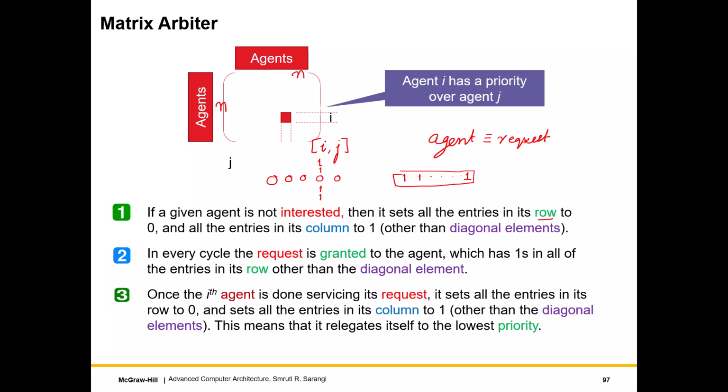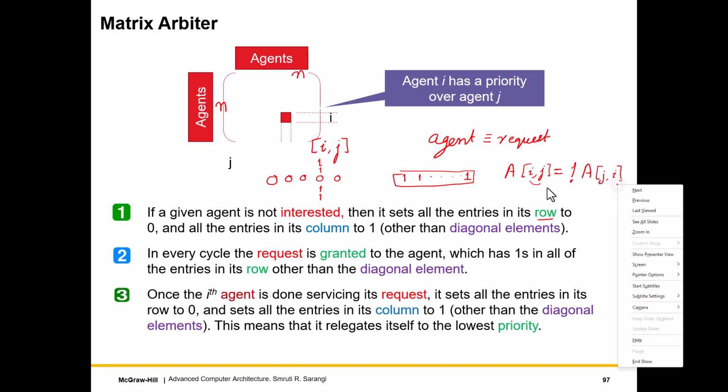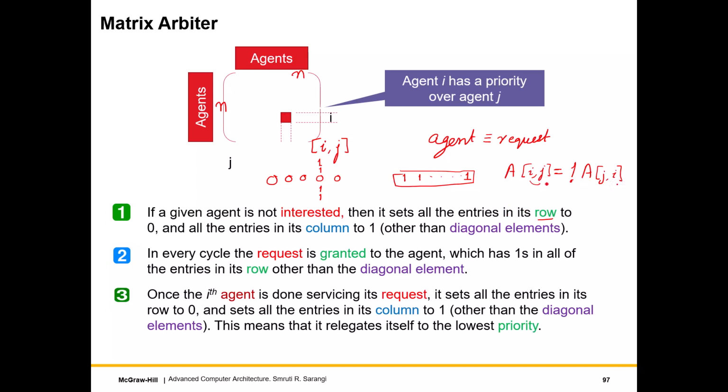transpose property. So basically, it is always the case that if this is a matrix A and we are looking at non-diagonal elements, Aij is basically the not of Aji, which means that if I has higher priority than J, then J has lower priority than I, and if I has lower priority than J, then J has higher priority than I. So this always holds, the transpose property always holds. So then the idea is that once I have the highest priority, I get the resource.